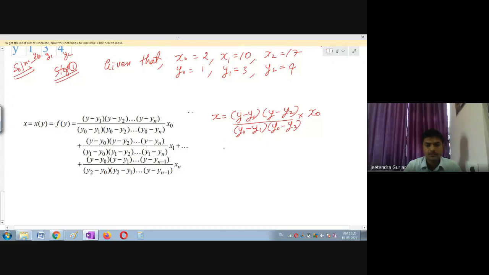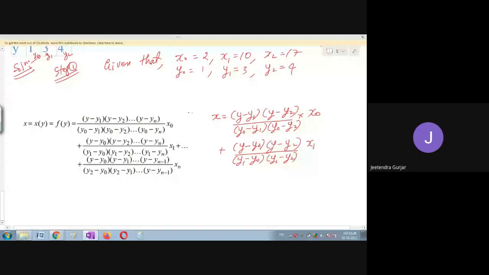Okay, then continue with this plus y minus y naught. One term you are going to jump. See, here I have not taken y naught, and here I will not take y1. So this is going to become x1. So please take y1 only. Whenever there is x1 in the numerator, the denominator is y1 minus y naught and y1 minus y2. I cannot take y1 minus y1, otherwise it will become 0.